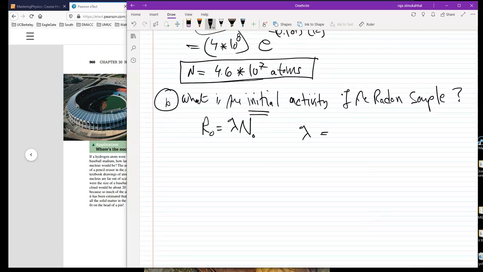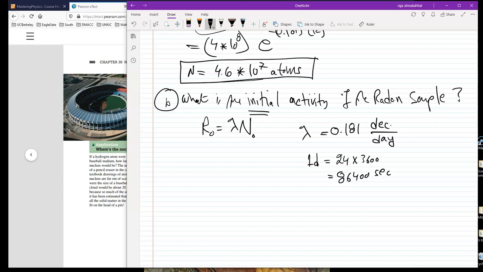0.181 decays per day. But I need to convert it into seconds, because activity is always in seconds. You got that? So how do I do that? Well, how many seconds in a day? 1 day is 24 hours, times 3,600 seconds in 1 hour. Let me use the calculator. 3,600 times 24 equals 86,400 seconds in 1 day.